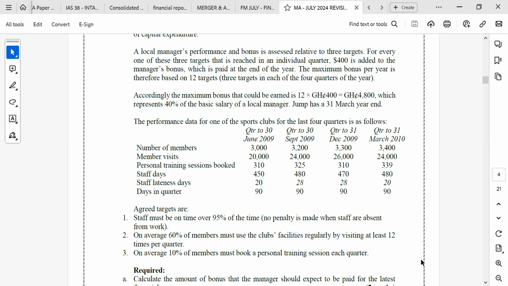How many members do we have? 3,000 in quarter one. Okay, if each member is visiting 12 times, how many visits are we going to be having in quarter one?